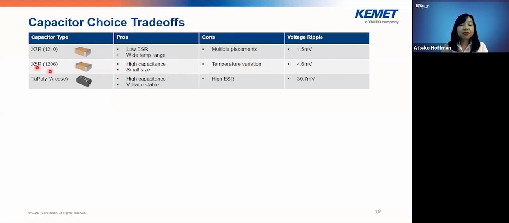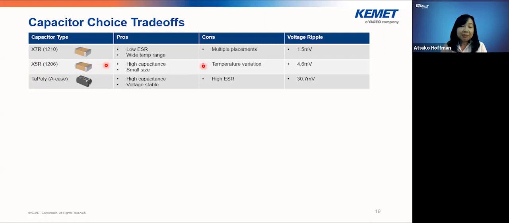X5R is a good solution too. It's got a higher dielectric constant value compared with X7R, so the capacitance is a little higher than X7R. And we offer small case sizes as well. But the operating temperature for X5R is between -55 to 85 degrees C, so you don't have 125 degrees C operation like X7R. So you have to sacrifice that.